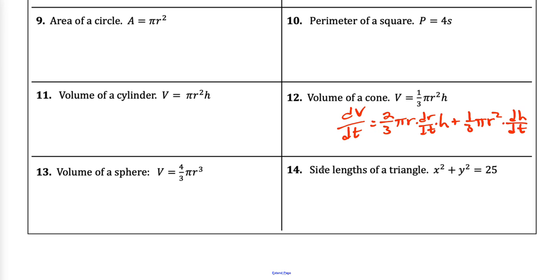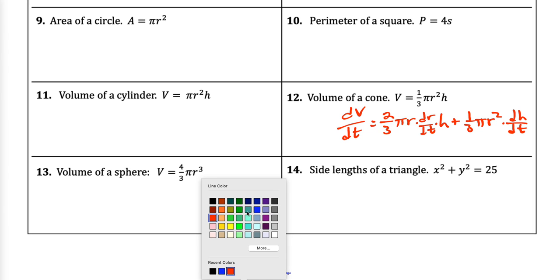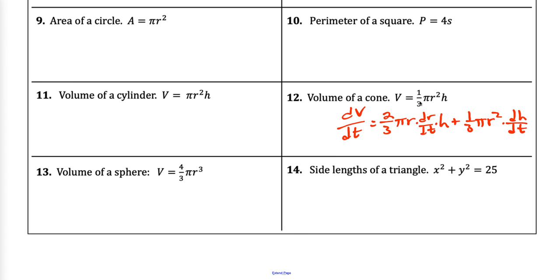Boy, that's a lot of stuff. The other version, if you treated 1/3 pi as just a multiplier, then you would just do 1/3 pi, r squared dh dt plus 2r dr dt h. I mean, they're basically the same thing, but those would be the two different ways you could do it.